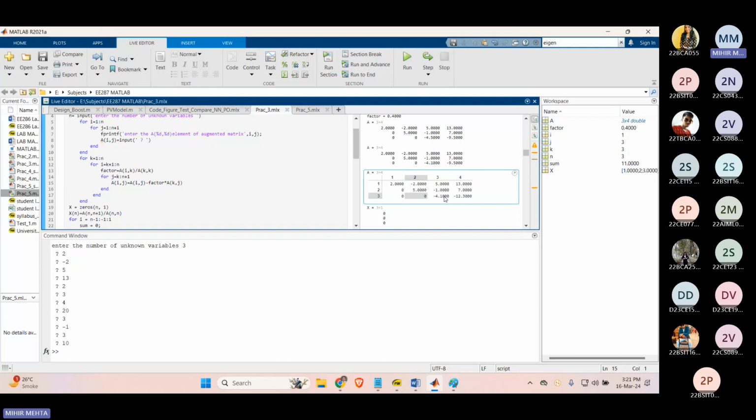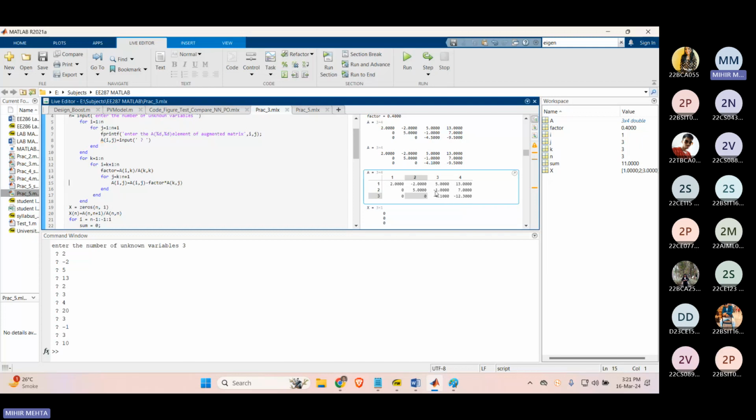I just simply need to divide minus 12.3 divided by minus 4.1. That will give me my value of x3. Once I get that, I can place it in the above equation, which is nothing but 5x2 minus 1x3 is equal to 7. So once I get the value of x3, I place it here, and from that I can get the value of x2. Again, after I get the value of x2, I can place the value of x2 and x3 both in my equation number 1 here to get the value of x1.